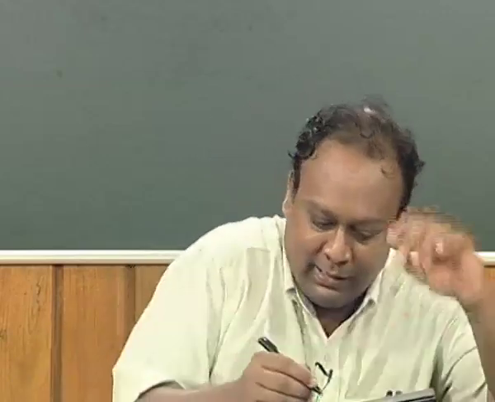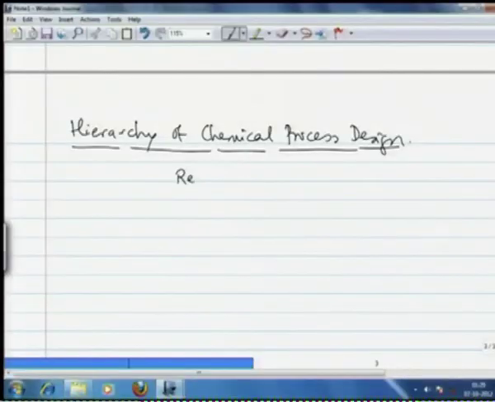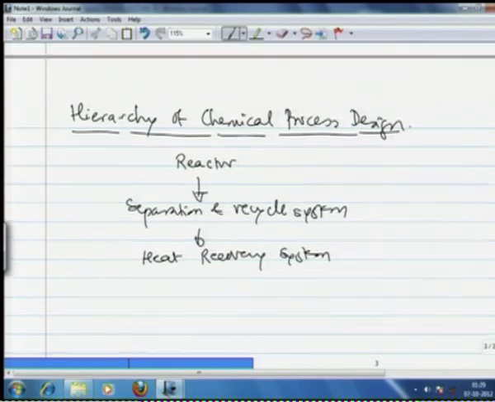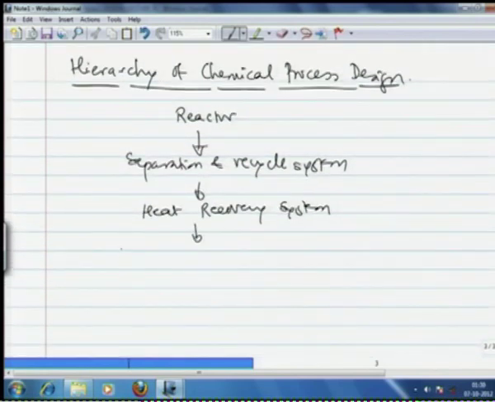So, the hierarchy of chemical process design could be written as follows. First, you design the reactor, then comes the separation and recycle system, then comes the heat recovery system, then comes the selection of the heating and cooling utilities, then comes finally the effluent treatment system.